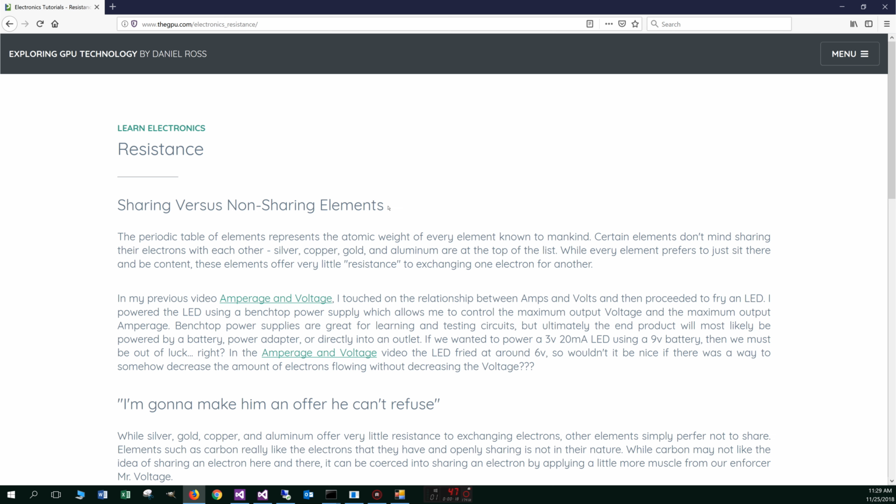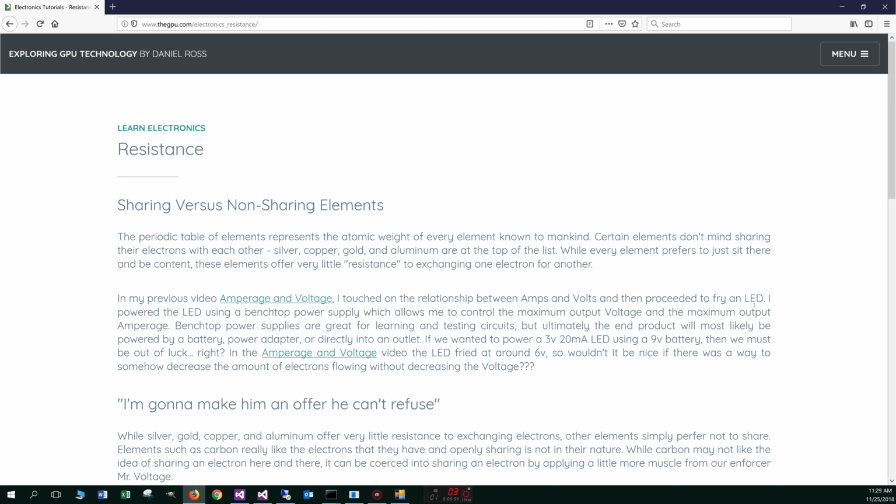Now let's talk a little bit about, first off, sharing versus non-sharing elements. The periodic table of elements represents the atomic weight of every element known to mankind. Now, certain elements don't mind sharing their electrons with each other. Silver, copper, gold, and aluminum are all at the top of the list. While every element prefers to just sit there and be content, these elements offer very little resistance to exchanging one electron for another.